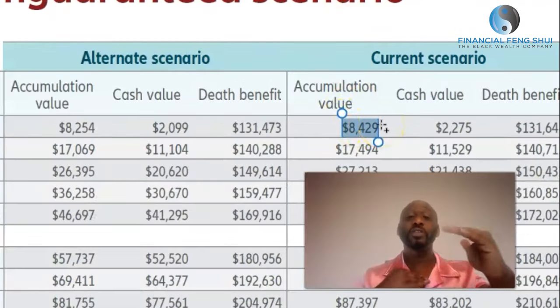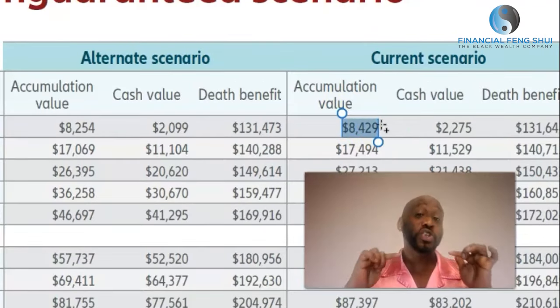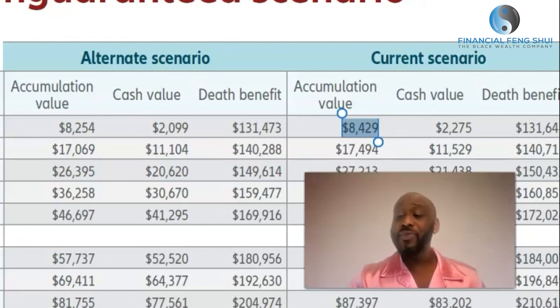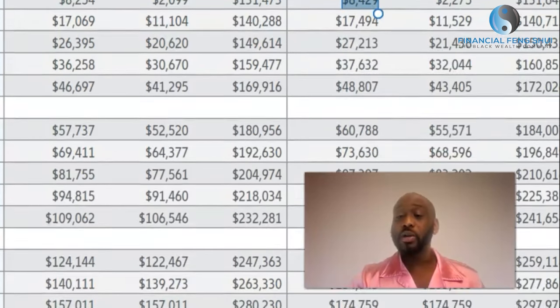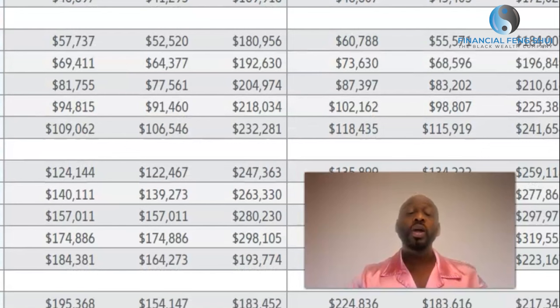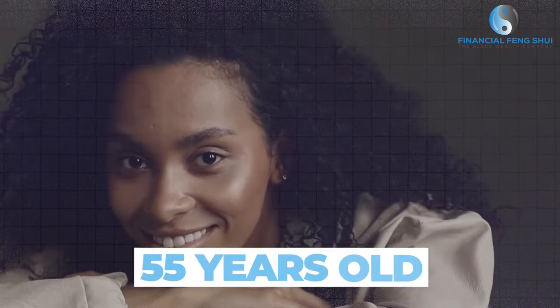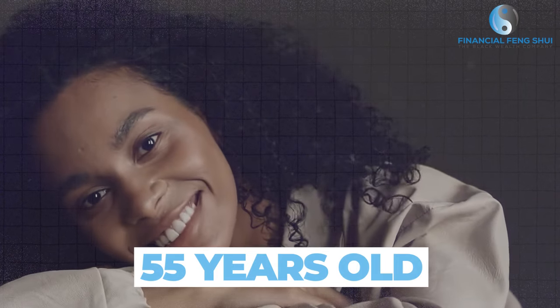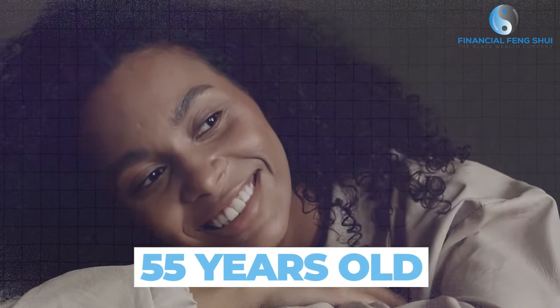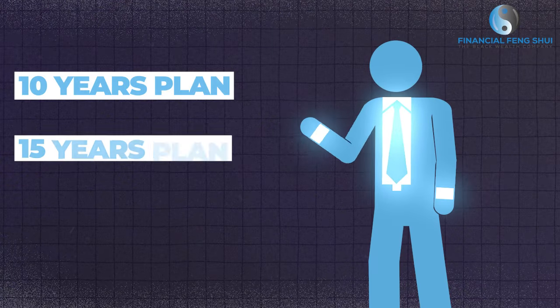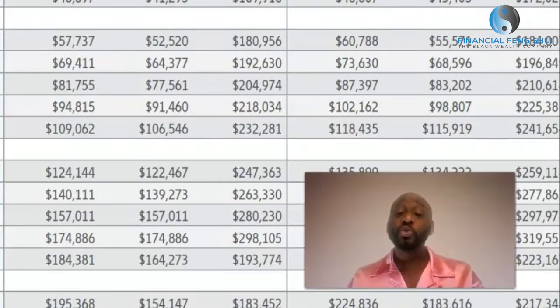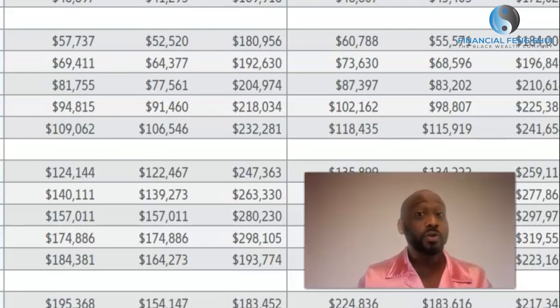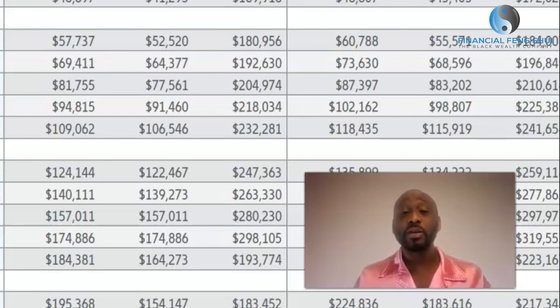$8,400. You see how much of a difference that is just the first year. And over time, that difference will become larger and larger as you are investing into your policy. Now, this is a 55-year-old female. For most of my 55-year-olds, we want to do either a 10-year plan or a 15-year plan. So we might do $10,000 a year for 10 years or $10,000 a year for 15 years. Might do 15 years if we are really far behind and we're trying to get started with our savings.